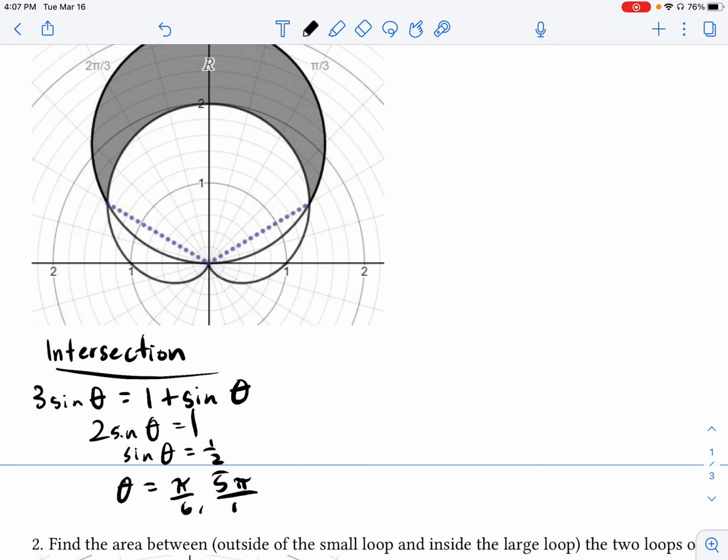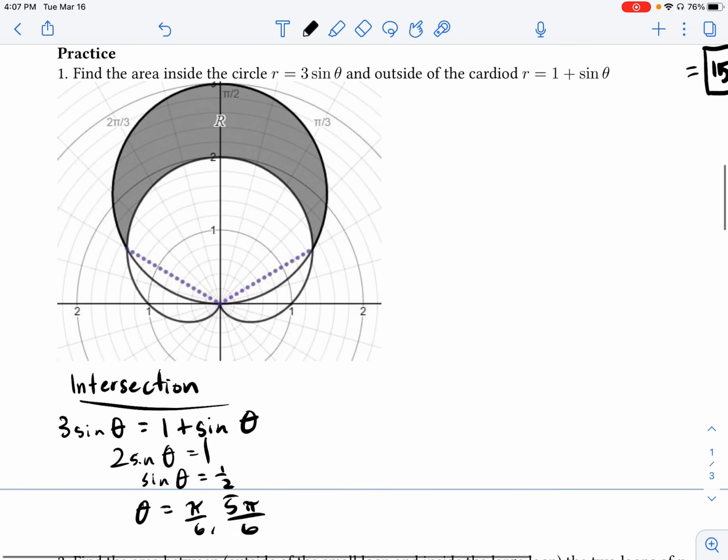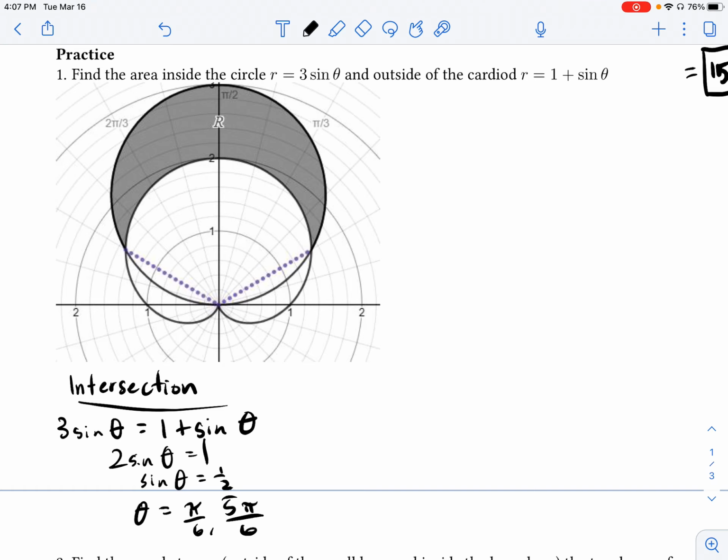All right. So again, you could use the trace feature on your calculator to see where those angles are happening, but you could also just plug in pi over 6 and 5 pi over 6 into your polar functions. Either one of those methods should show that this is going to be pi over 6. It's going to happen here. And 5 pi over 6 is going to represent this point out here. Okay, so where would we start here?